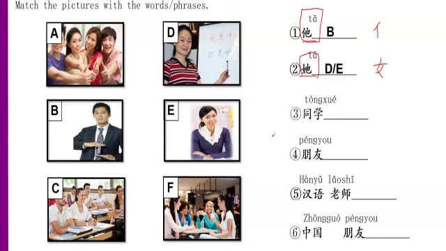So which picture matches this word? Number C. C, right, because they are sitting in the classroom. They are classmates. Very good. Okay, number 4. How to read it?